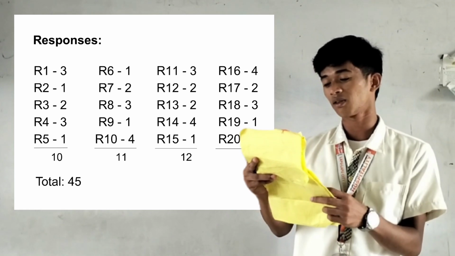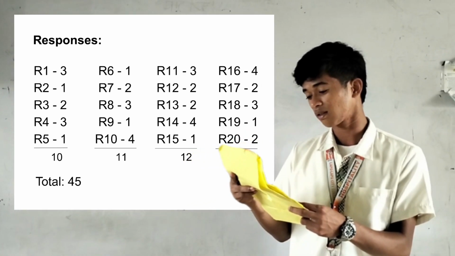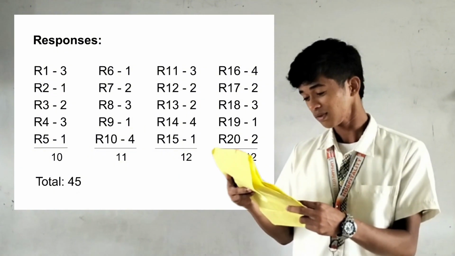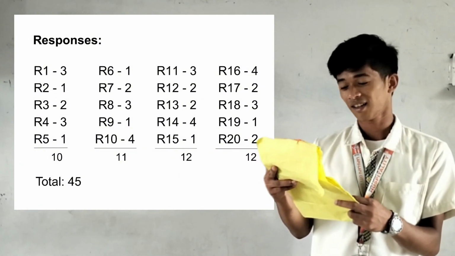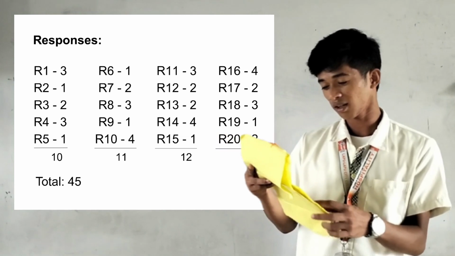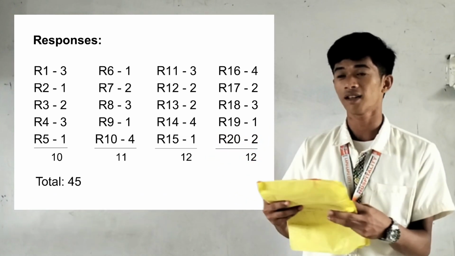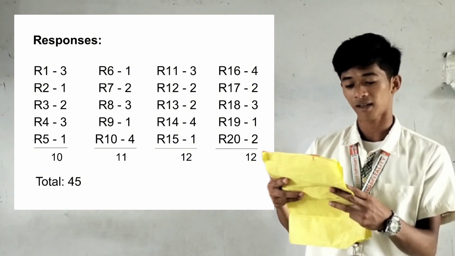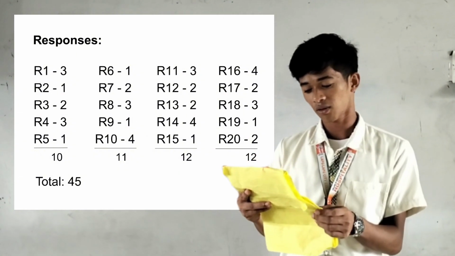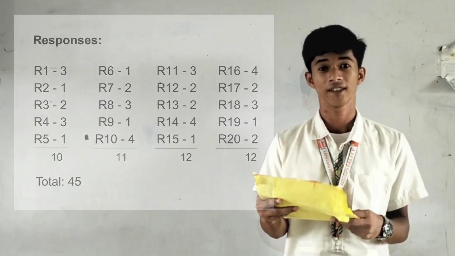Let's proceed to respondent 16. Respondent 16 is 4, respondent 17 is 2, respondent 18 is 3, respondent 19 is 1, respondent 20 is 2. So that totals to 12. So let's add all the actual responses. So the total of actual responses is 45.